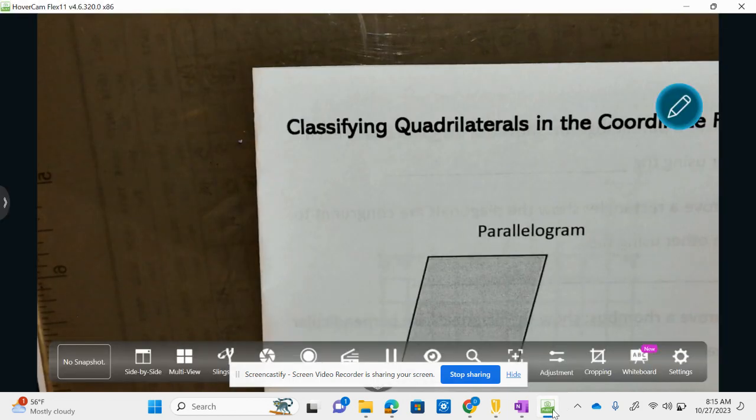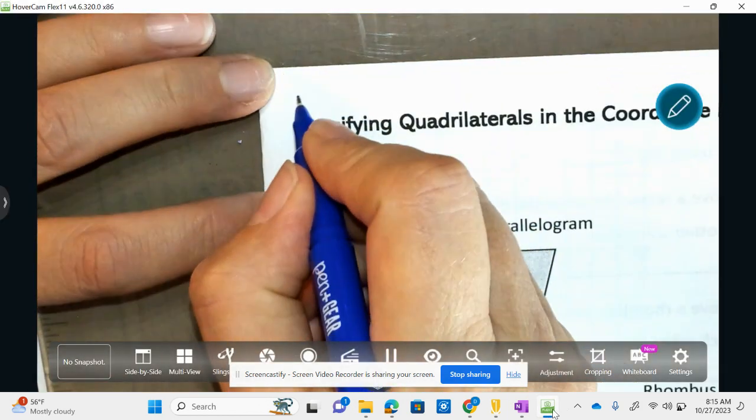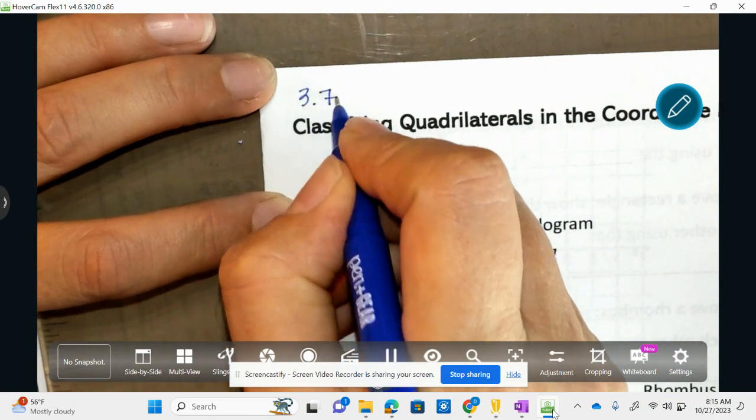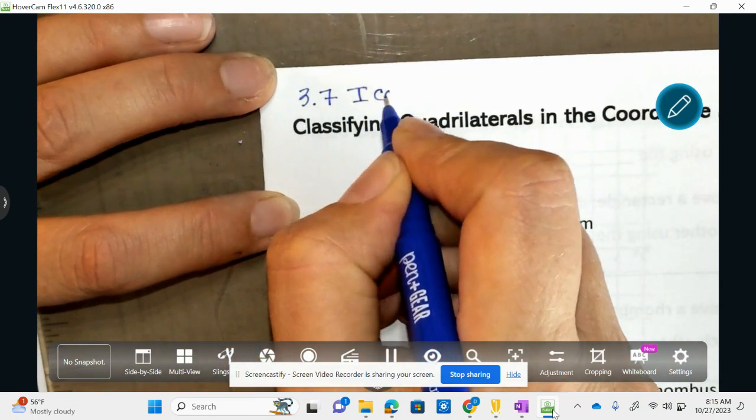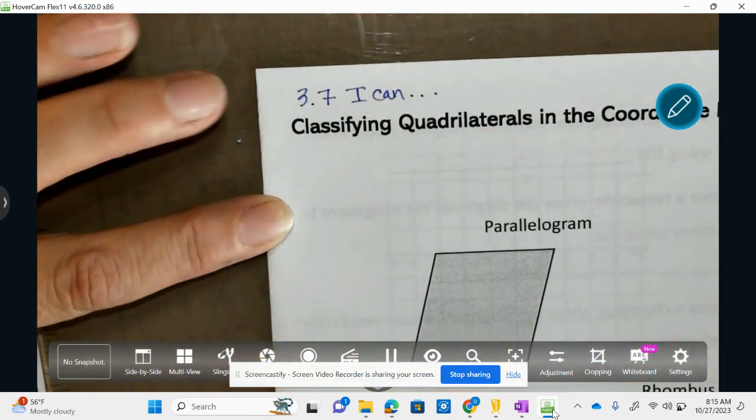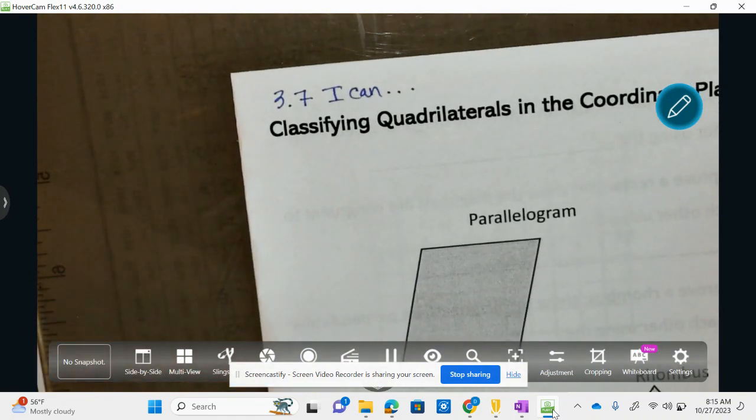Not going there. Okay, so I'm going to write that up top. 3.7. You got to fill that out. Okay, whether you put it on your journal or whatever, I just want you to know that this is 3.7.